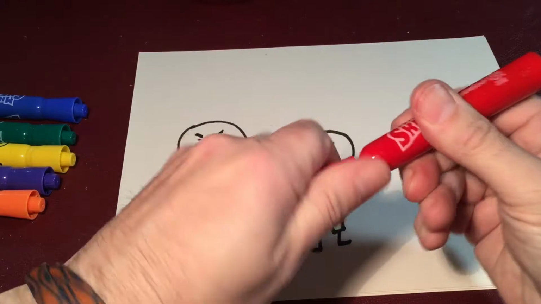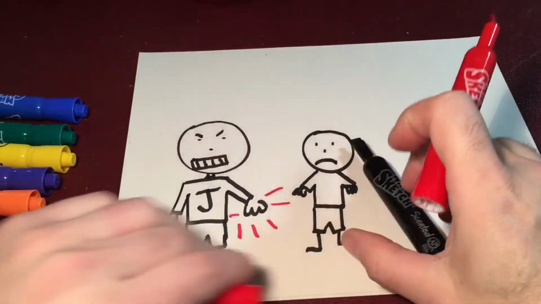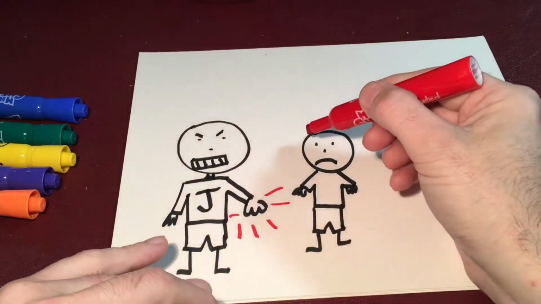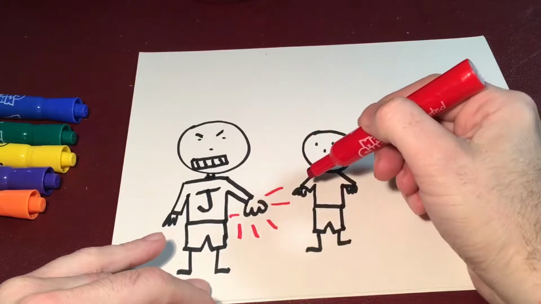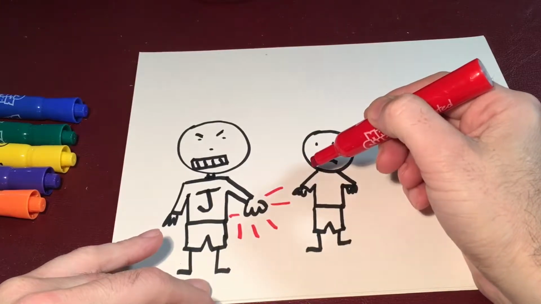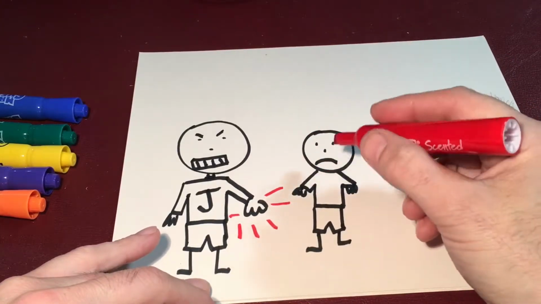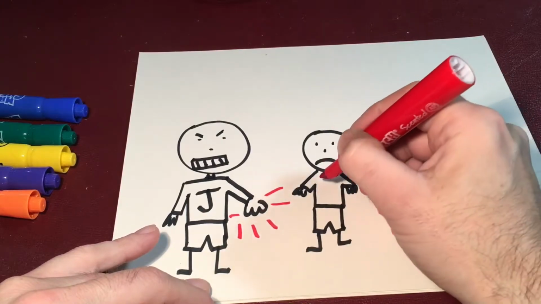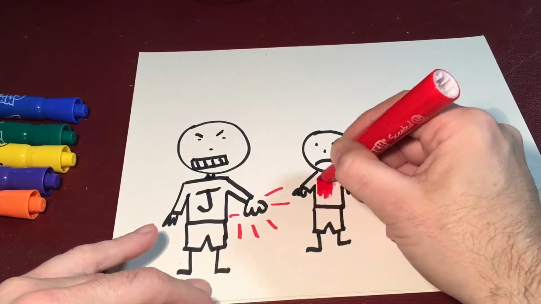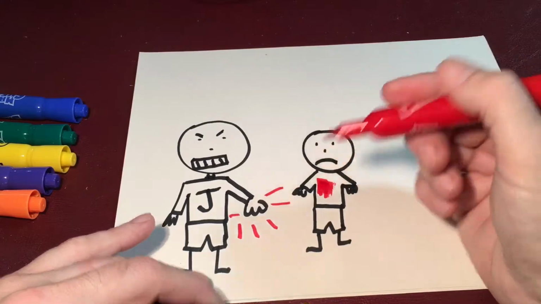If they hit them on the head, I might add some red color to their head. If they hit the child on the arm, I might add some color to their arm. In this case, let's just say they pushed them. So I'm going to add some red right here on their tummy to indicate that they were hurt.